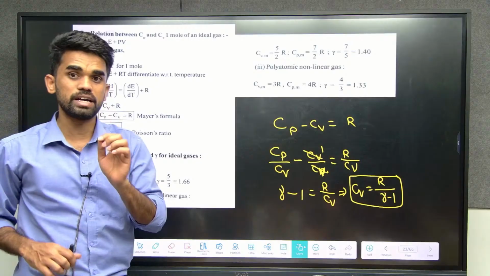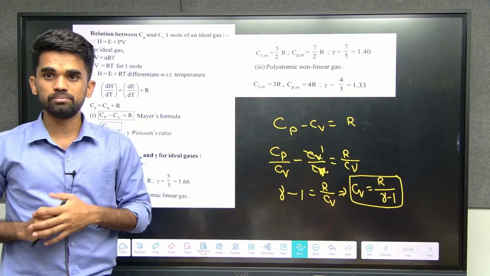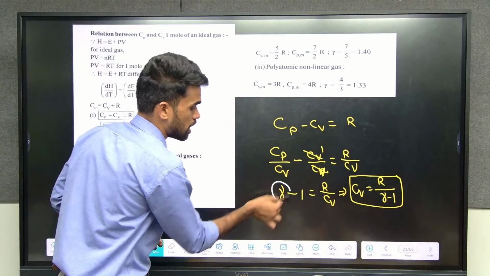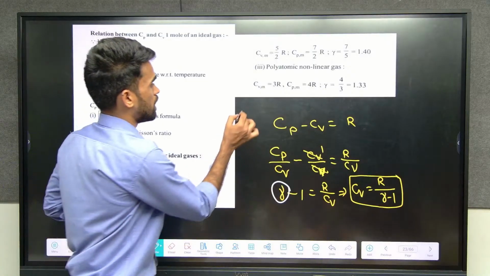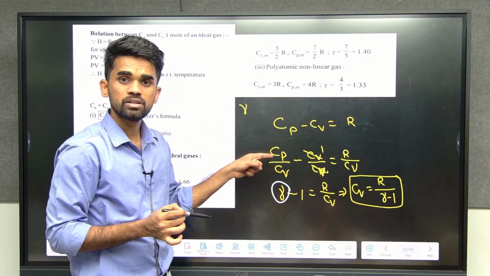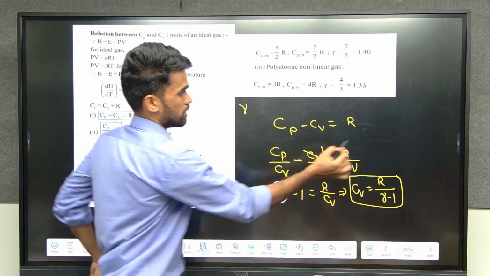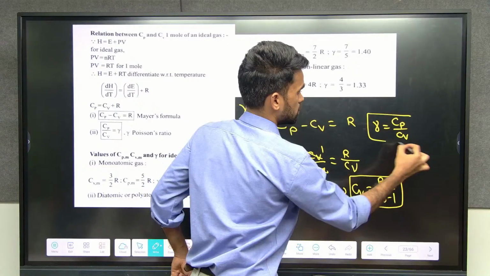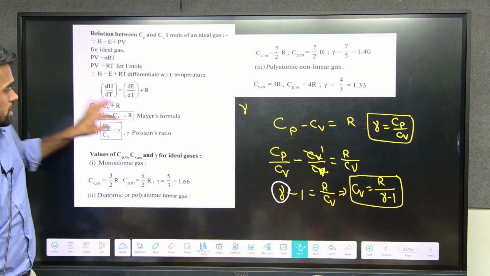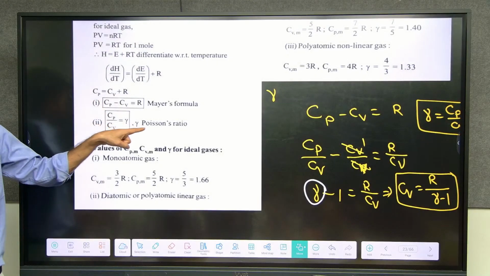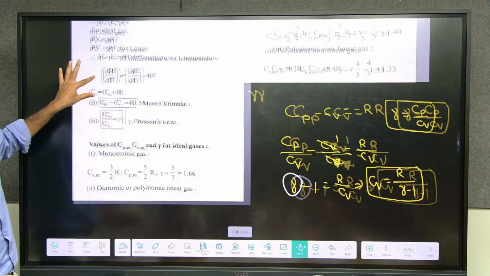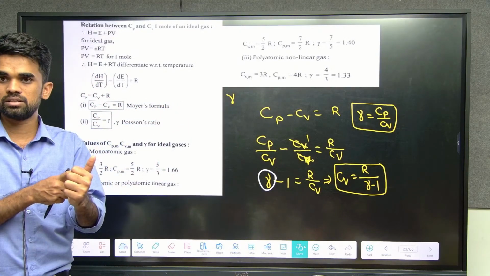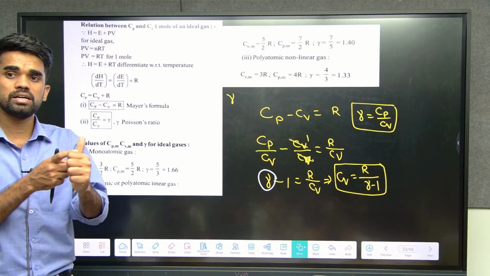Again in physics you are going to study about the law of equipartition theorem. There you will be discussing this gamma. Gamma is the ratio of Cp and Cv, so you can write gamma equals Cp by Cv, which means Poisson's ratio. Now they will ask what is the gamma value for monoatomic gas, diatomic gas, polyatomic gas.